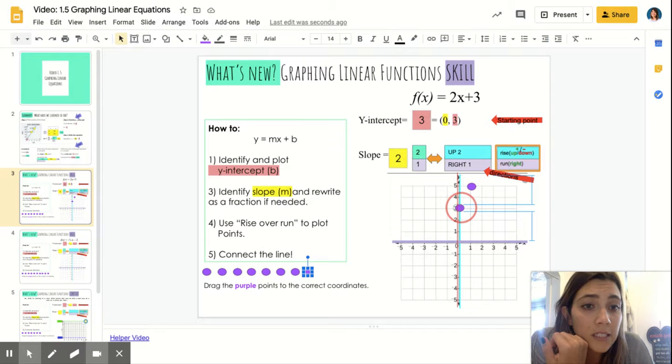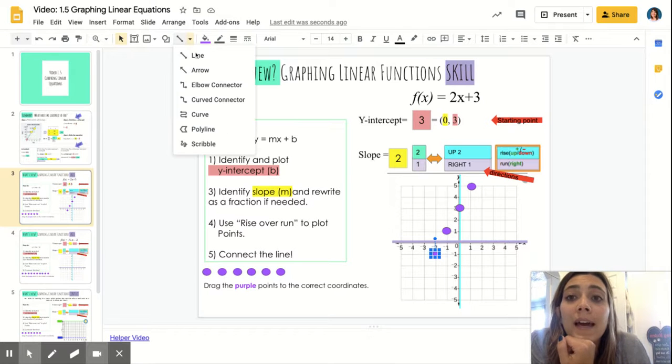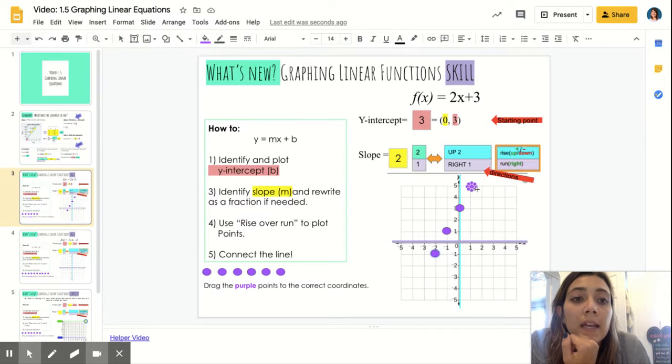So I still need to go up 2, right 1, but I'm going backwards, so it would be down 2 and left 1. But if I look here, it should still be up 2, right 1, up 2, right 1. And just so we can add another point so you get the gist of it, it would go here because the pattern is up 2, right 1. Once I have that, I can go ahead and connect my line.